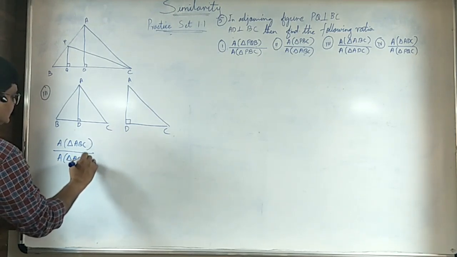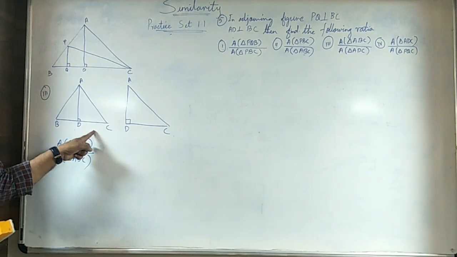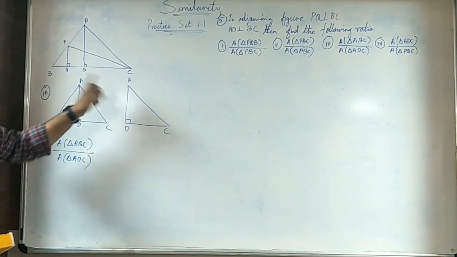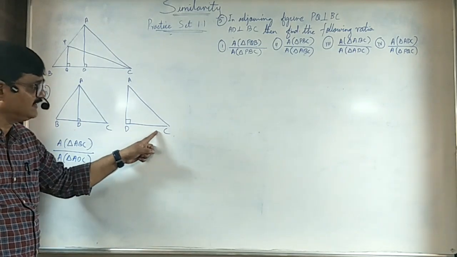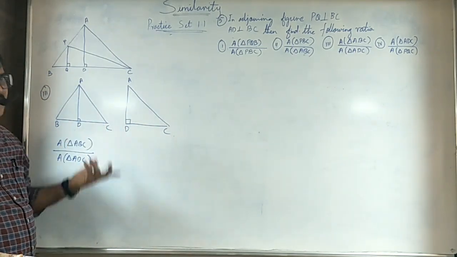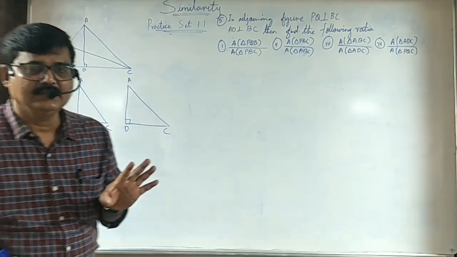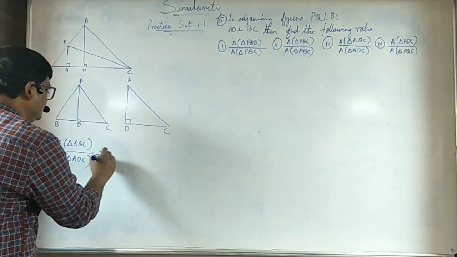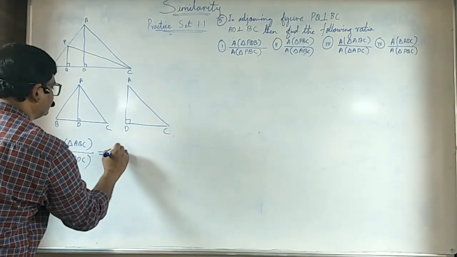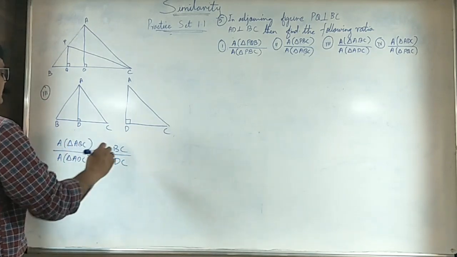Now students, pay attention carefully. In the area of triangle ABC, you have base BC and height AD. And in the area of triangle ADC, can you see you have base DC and height AD. So here again you can see these two triangles with equal height. If these two triangles have equal height, the ratio will be equal to their corresponding bases. So ABC's base is BC and ADC's base is DC.